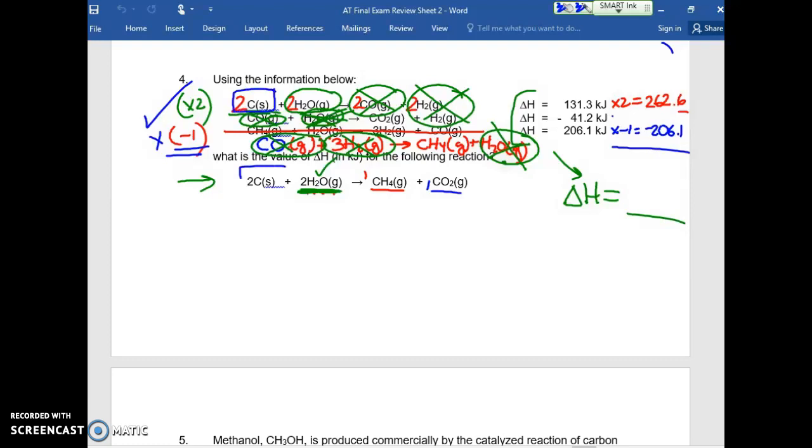I believe we're just left with everything that we need. 2 C solids, a CO2 gas on the product side, the two H2Os, and of course the lone CH4. Ding, ding, ding. So guys, we have the green light to add up. Bang! Notice here, guys, we just added up 15.3 kilojoules. Let's move on to the last question with methanol.